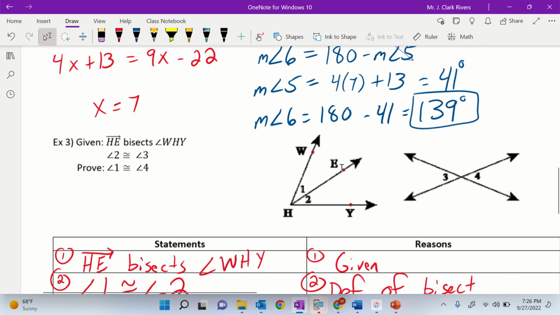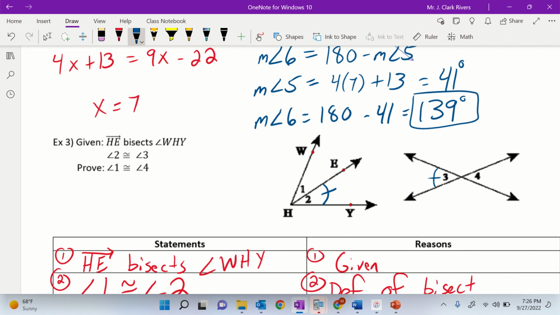HE is bisecting it. Right away, I'm thinking, okay, we might have some division property at play here. We might have some multiplication property at play. Maybe I'm using the definition of bisect to show that 1 is congruent to 2. All of those are on the table. Also, we know that angle 2, well, let's mark that up. There's angle 2 is congruent to angle 3.